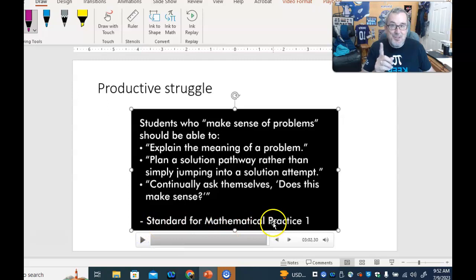Standards for Mathematical Practice 1. You read about it in Chapter 1 of Beyond Answers. We want students to look at problems and explain the meaning, plan a solution, ask, does this make sense? And so we are seeing evidence of this not happening.